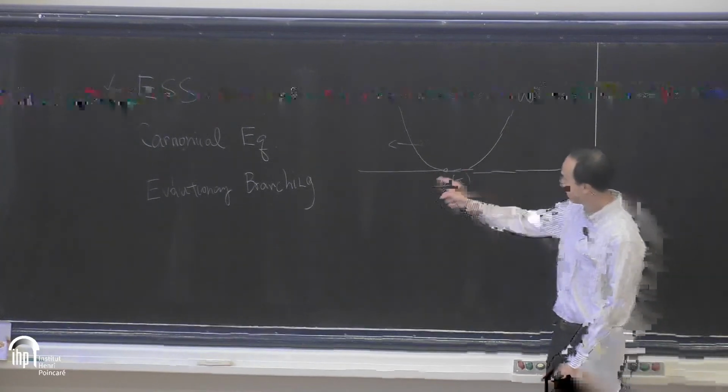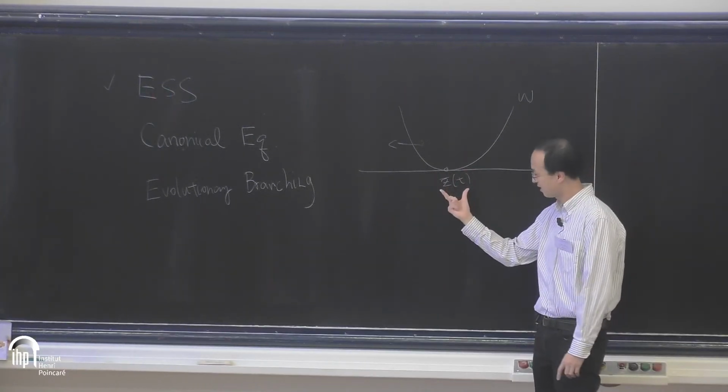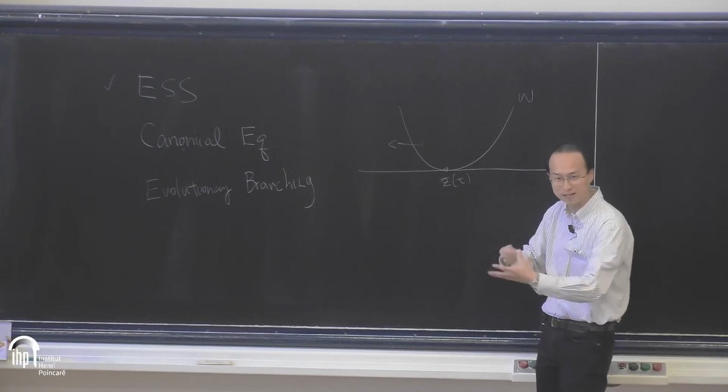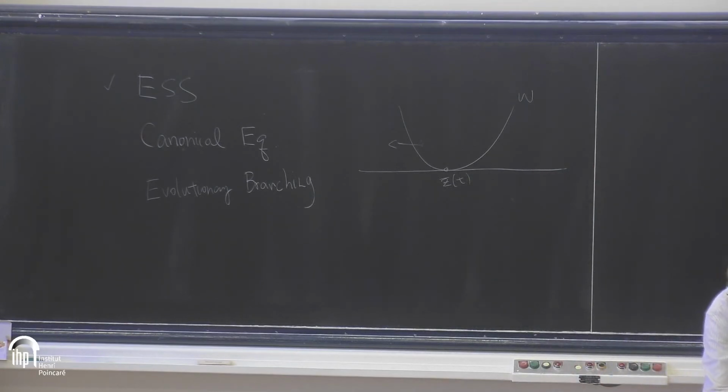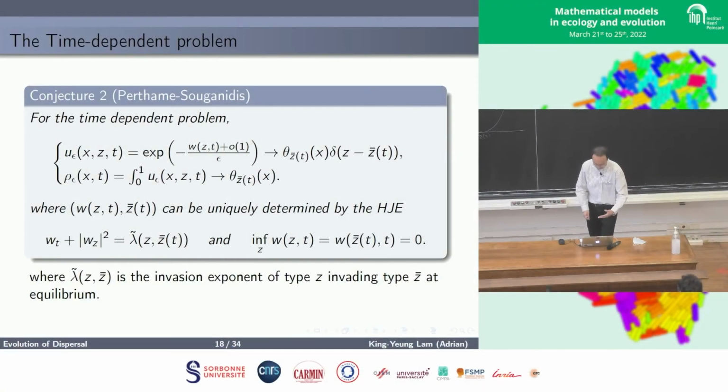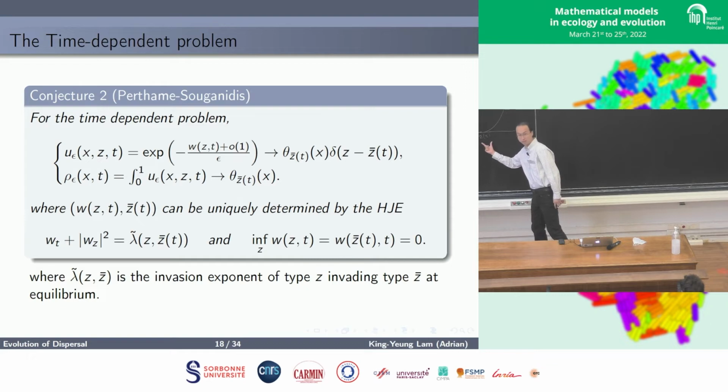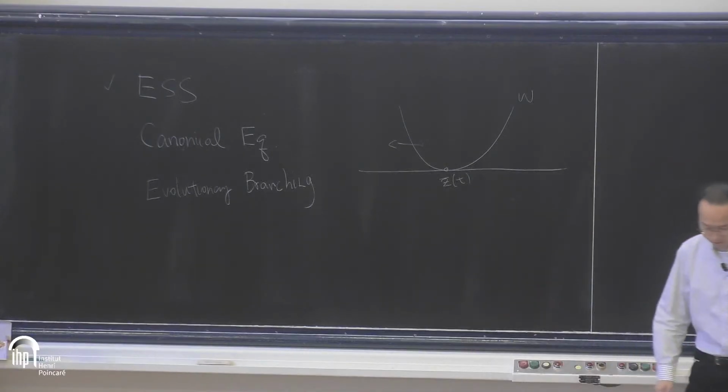And if so, can this dominant trait be described by some kind of Hamilton-Jacobi equation? So motivated by this model, one can ask whether, if you solve this time-dependent Hamilton-Jacobi equation and look at where the minimum of the rate function is, we can similarly obtain some description of this dominant trait.